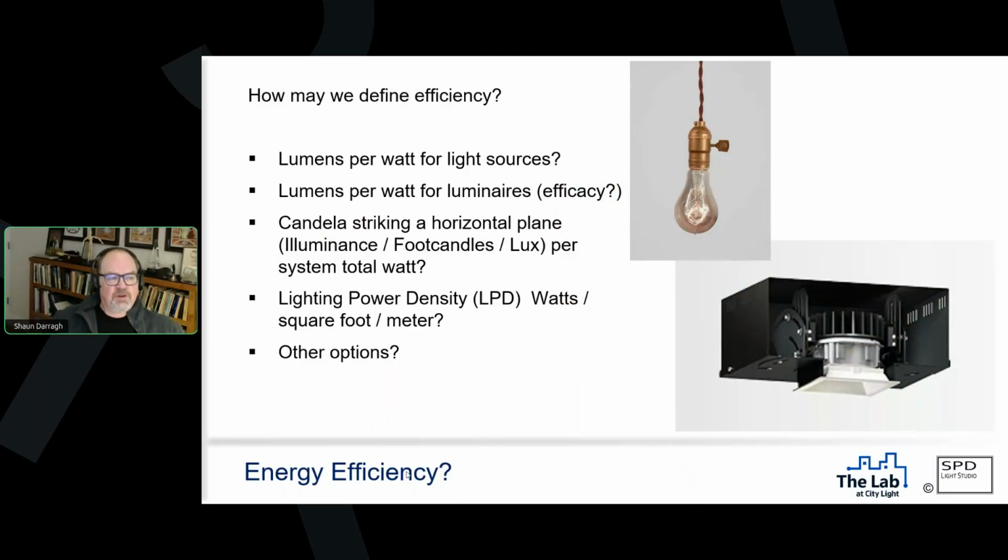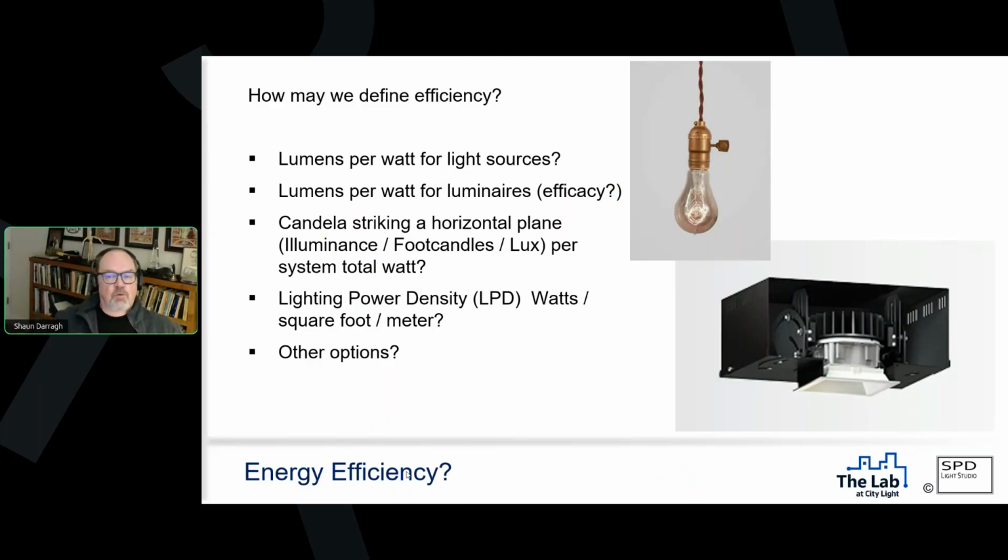Energy efficiency. How do we define energy efficiency, right? We hear this term all the time. Something might be lumens per watt, right? How many pounds of light do we get out of a light bulb for the amount of power we put into it? Or the same for luminaires. How many pounds of light do we get out of a light fixture for the power that we put in? We call that efficacy, right? We might define it, I guess, as candela striking a horizontal plane. That's basically what we think of as illuminance, right? The amount of light striking a plane.